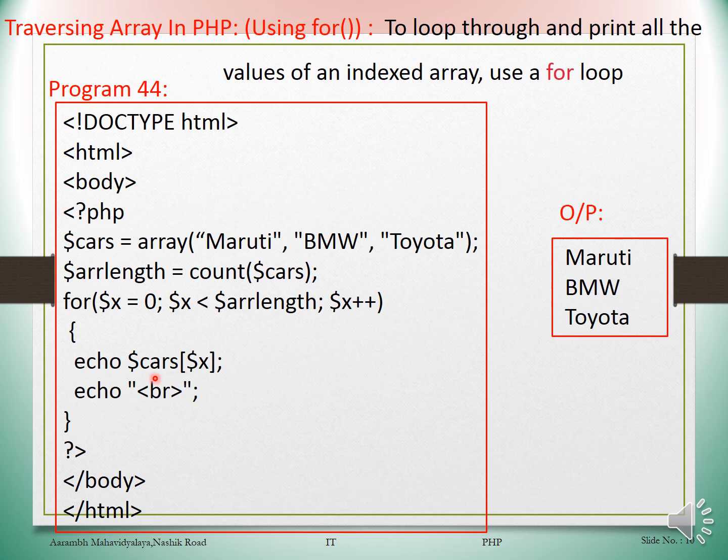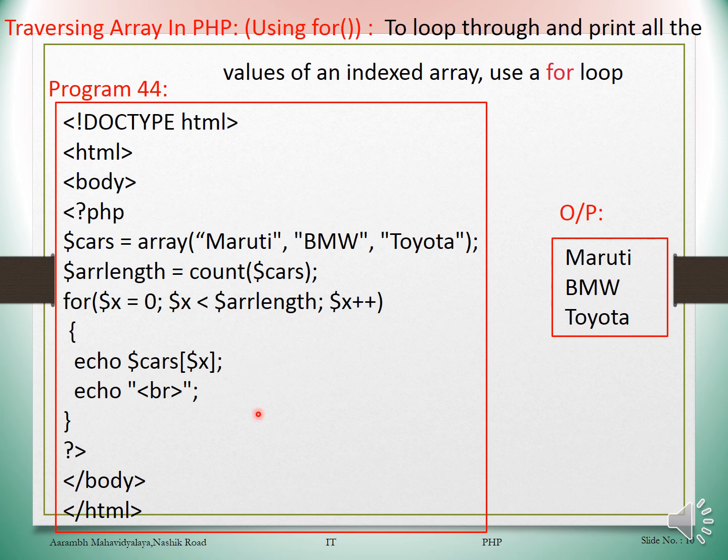Then echo $cars of x. The cars that are there, their x value we now have to display. Then break and display the output. It will display the output as Maruti. Then on next line BMW by using this break statement, and on next line it will be Toyota.